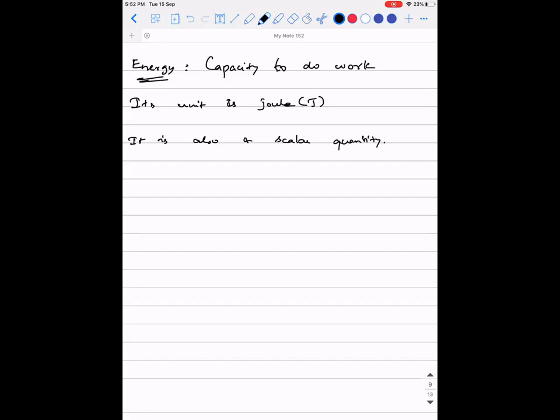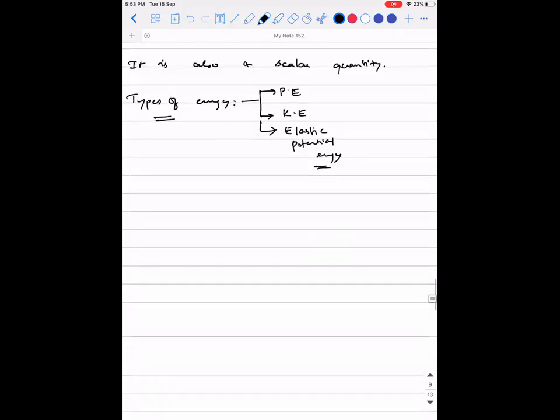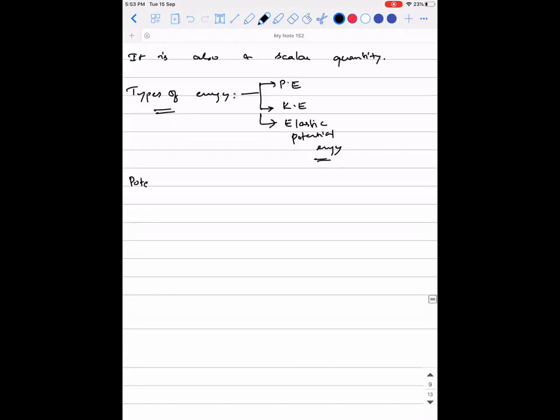Next, the types of energy we can speak about. So what are the types of energy that you already know? You have potential energy, kinetic energy, then we have elastic potential energy, all those things, many other things too. So we will see what is potential energy.